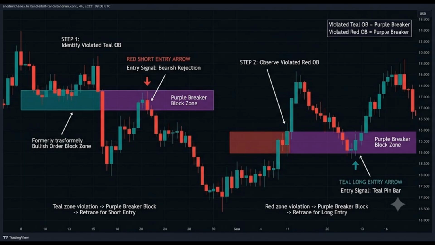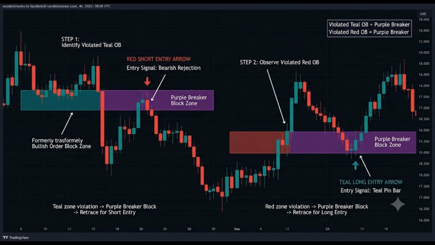Let me walk through identifying breakers on a live chart. I scan my existing OB zones first. This OB here, originally bullish teal, had a candle close fully below it 3 days ago. I saw the violation when it happened and immediately reclassified it as a breaker. I changed the color to purple and noted the body close level. Price is now retracing back to that zone. I am watching for the wick through, body out confirmation candle.